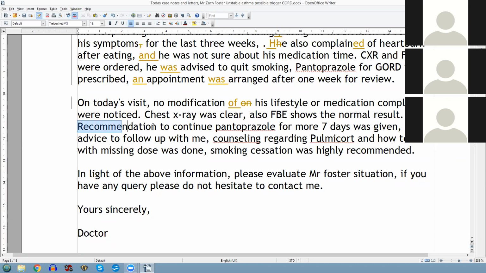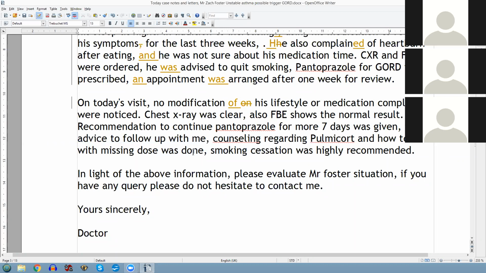Recommendation, why are you beginning a sentence with a noun? Recommendation to continue was given. A recommendation, or I recommended, but that's not a complete sentence. What they want is, as the task says, complete sentences. For more 7 days was given. The advice to follow up with me. All right. Recommendation to continue for 7 more days was given. The advice to follow up with me. To follow up with you about what?